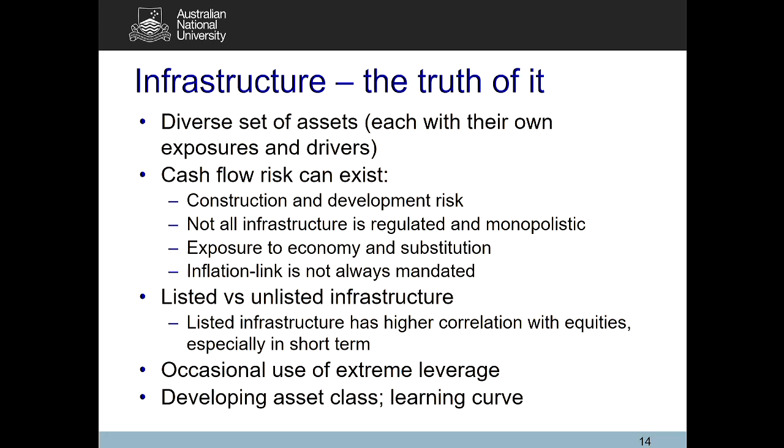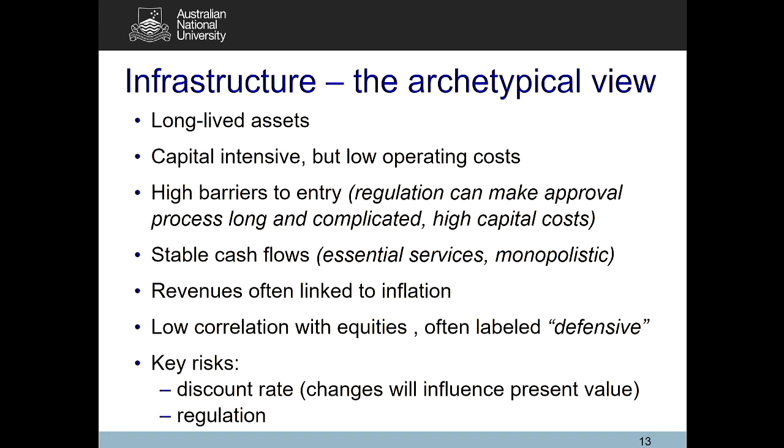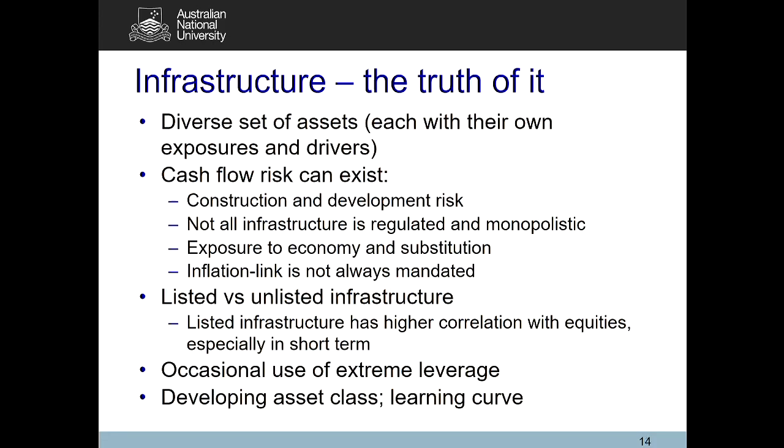You might not take the cross-city tunnel, particularly in a recession, because you don't want to waste the money. You don't always have a mandated inflation link, and if you can't increase your user pay stream in line with inflation, it's not going to give you an inflation hedge in the same way. If you have a listed infrastructure investment, you have a higher correlation with equities, particularly in the short term. So that removes that lovely ability of infrastructure to diversify and act as a defensive asset.